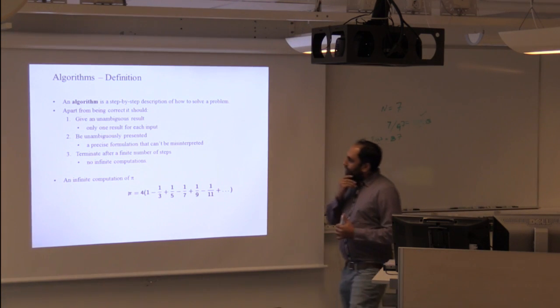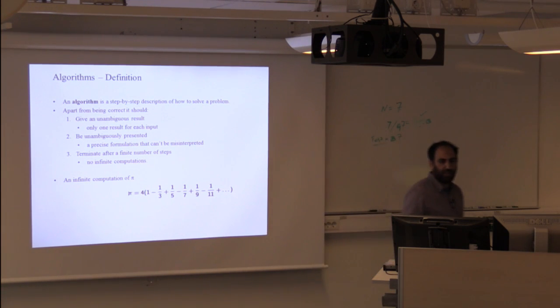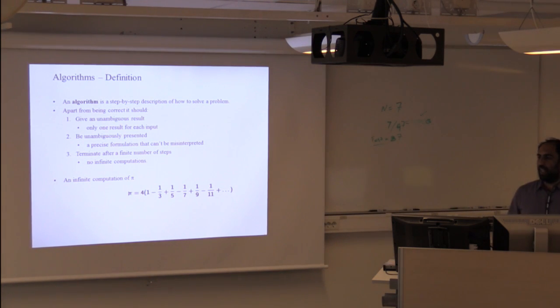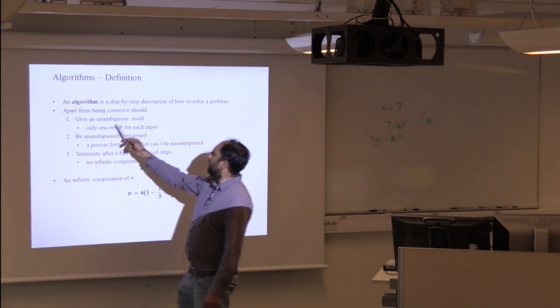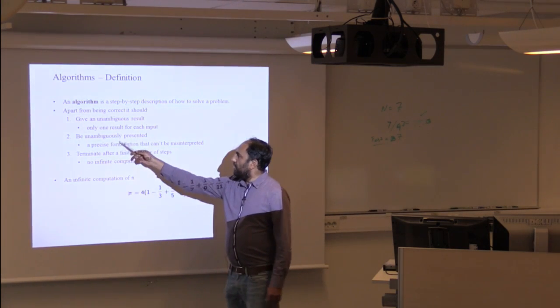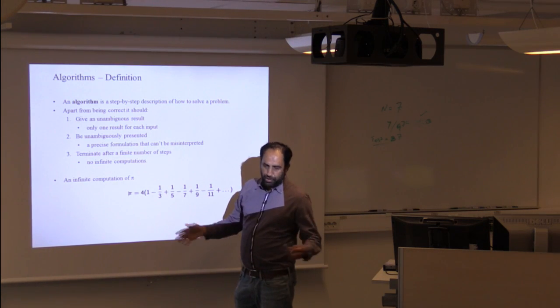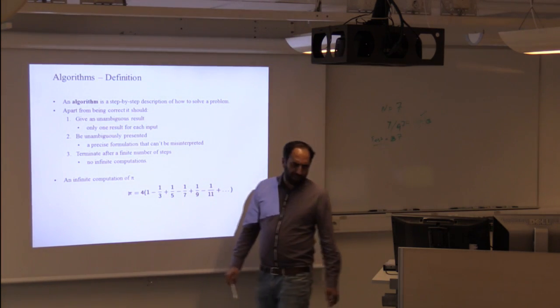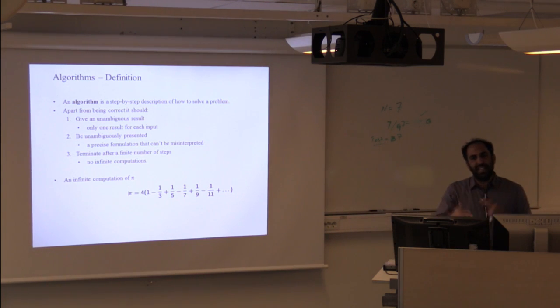We have already seen some parts of the algorithm definition, but here is a more detailed one. As described earlier, it's a step-by-step description to solve a problem. What is important is that it should be unambiguous, and not only the instruction itself, but also the results should be unambiguous. What that means is that every time you run that algorithm with the same input values, you get the same result.